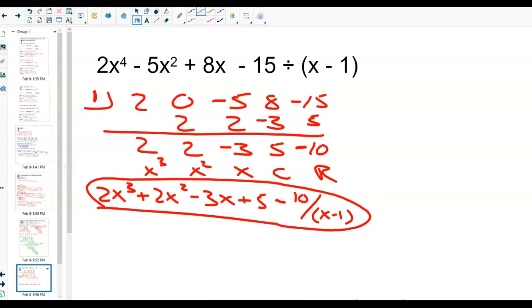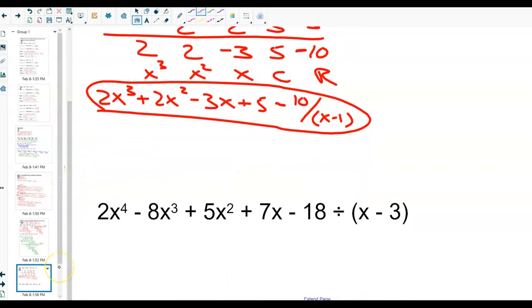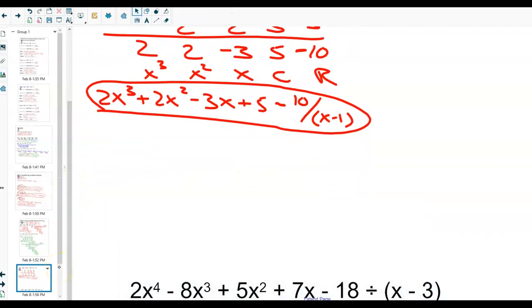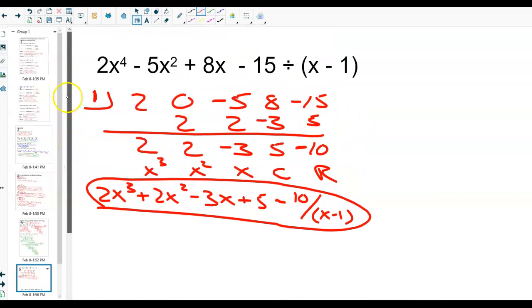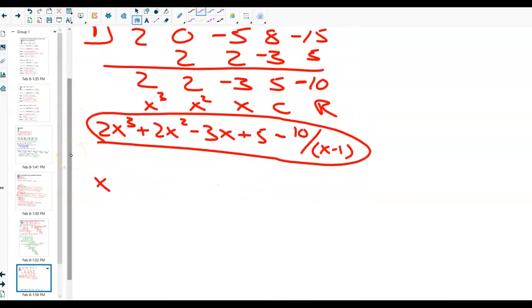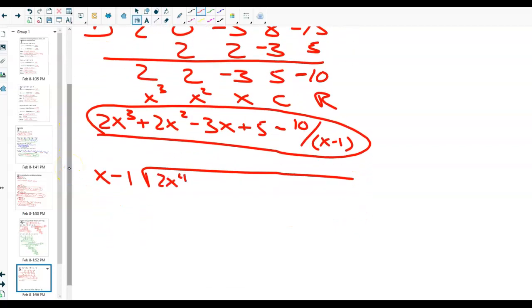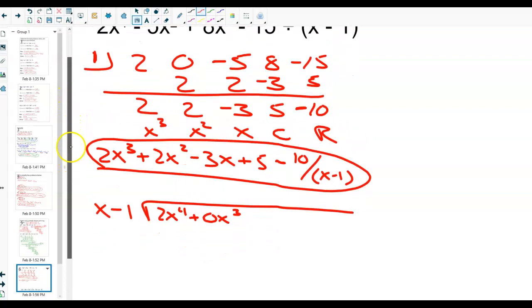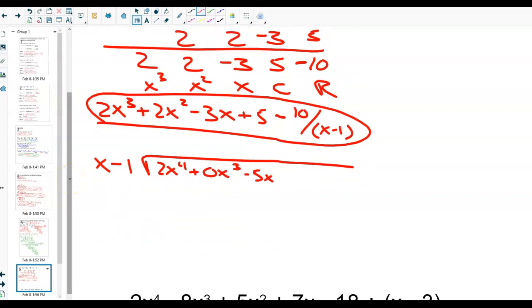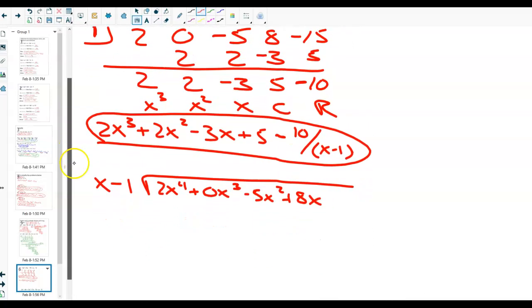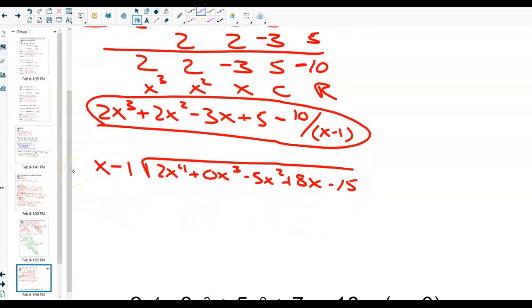Okay. Now, if I were to do this by long division, move this down a little bit here. If I were to do this by long division, we also have to have that 0 in the box. 2x to the 4th plus 0x cubed minus 5x squared plus 8x minus 15.